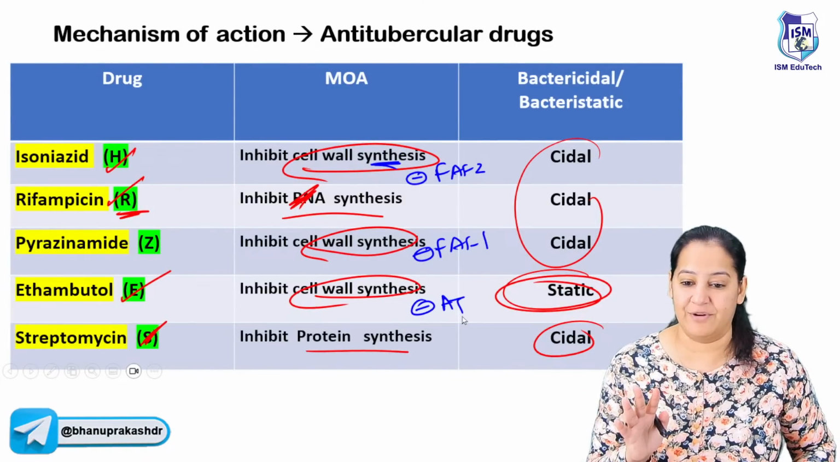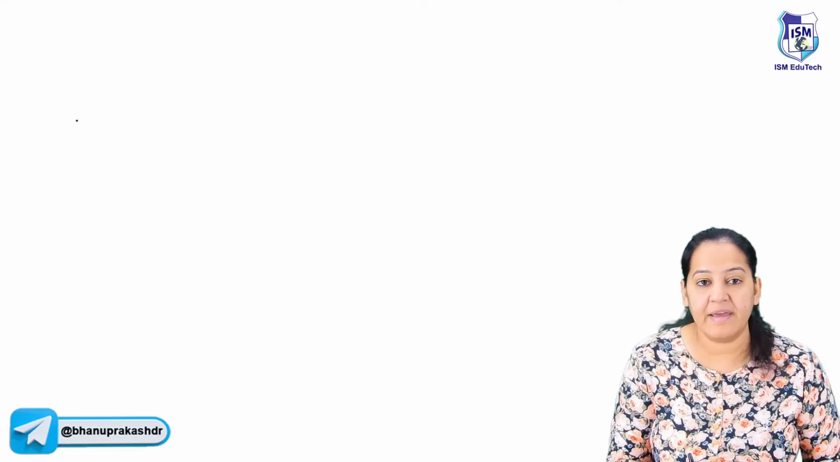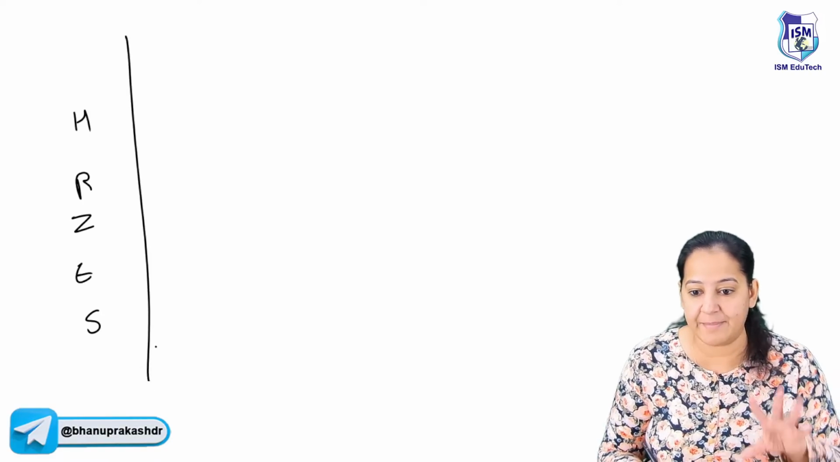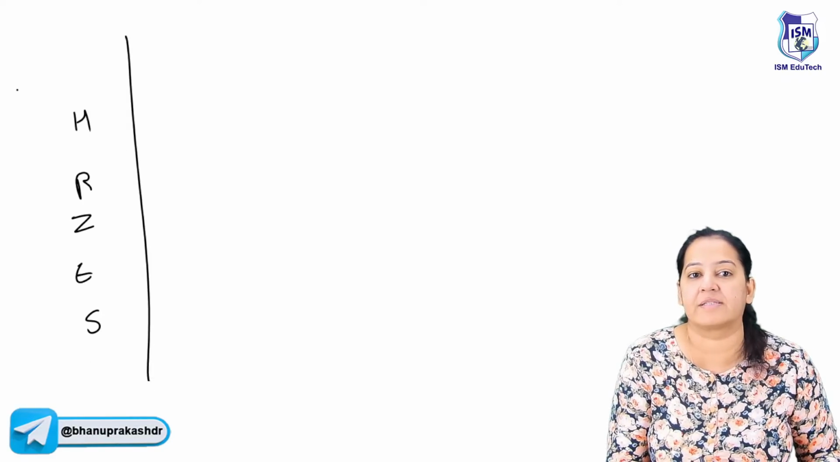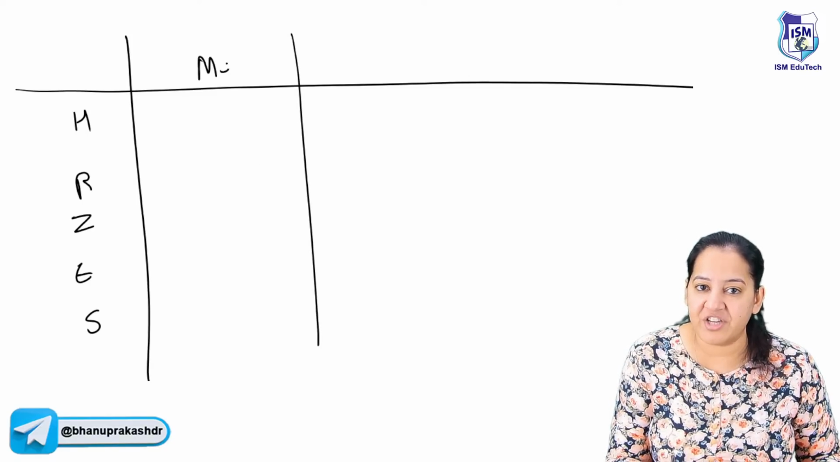So this is a way you have to learn. So till now what we have learned, now we will go through a quick review of all the 5 drugs. So you tell me HRZES. First learn the names. These are the 5 anti-tubercular drugs. These are used in the treatment of TB. So you have to tell me their mechanism of action in one line.